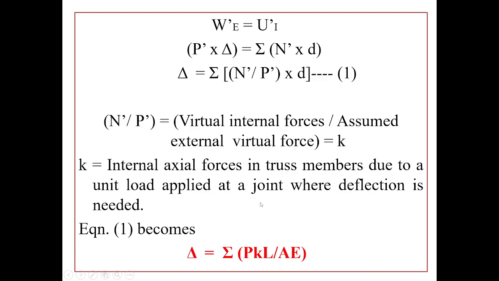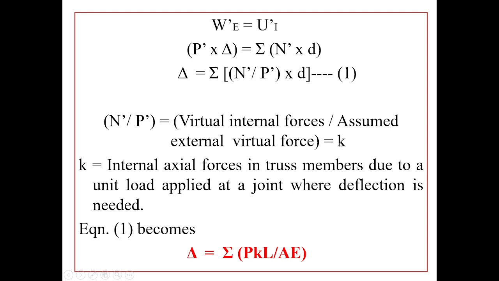Now let me go further. Therefore again we can write W dash equal to UI dash. So as I already mentioned, it will be P dash into delta is equal to summation of N dash into D. Therefore I can write delta is equal to summation of N dash by P dash into D. Let me call it equation 1. Now N dash by P dash is nothing but virtual internal forces, that is N dash, divided by P dash, means assumed external virtual force.